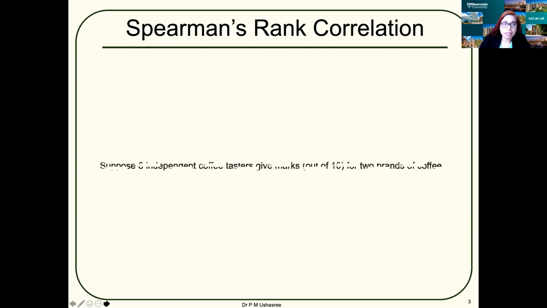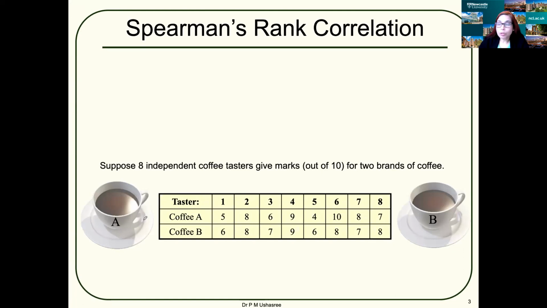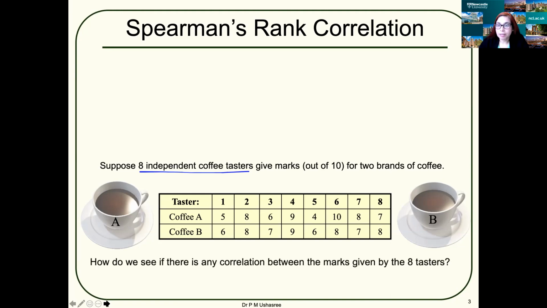For example, if we have two coffees, A and B, and we have 8 independent coffee tasters giving marks out of 10 for the two brands of coffee, how are you going to determine the correlation between the marks given by the 8 tasters?